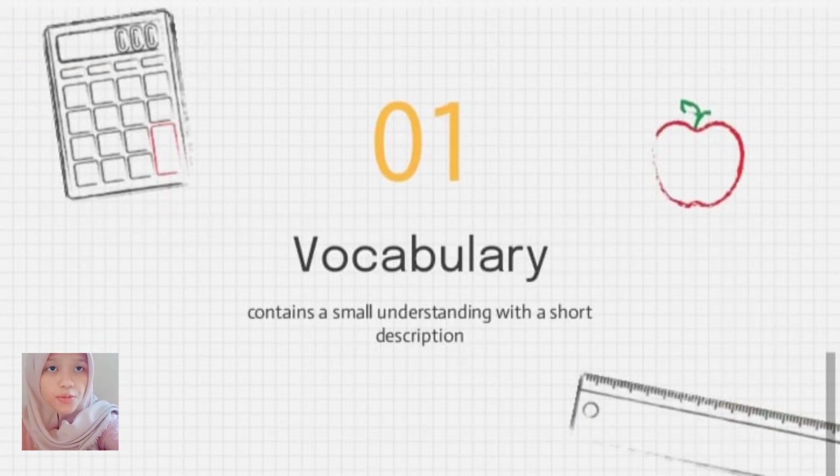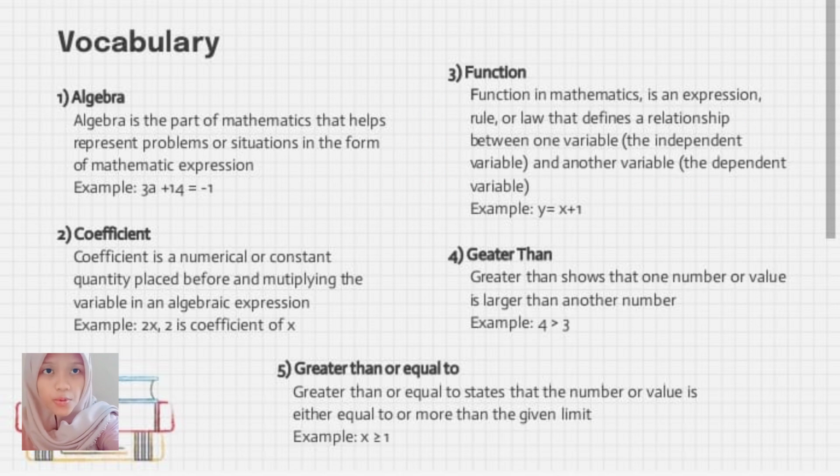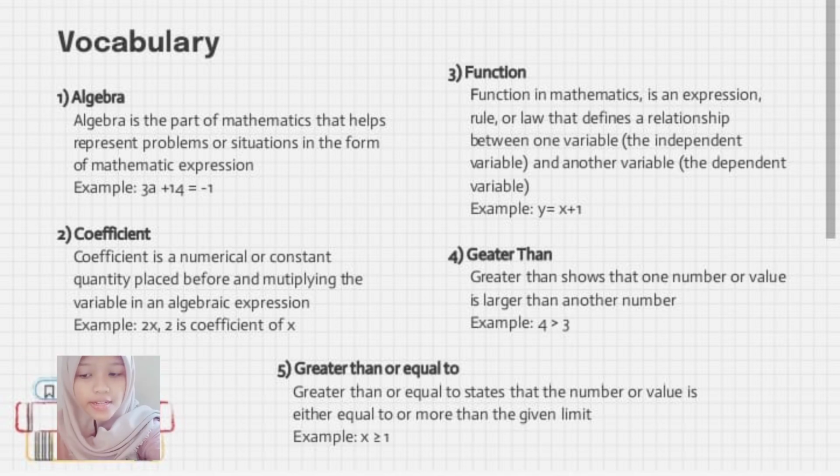Okay, the first one is vocabulary, and the first vocabulary is algebra. Algebra is a part of mathematics that helps represent a problem or situation in the form of mathematical expression. Example is 3a plus 14. Example, -1.